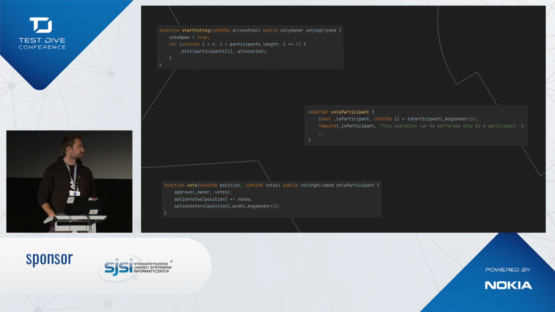Let's see some code. So in the top, you can see the method for starting the vote. And as you can see, there is some allocation. This is the amount of tokens I was just talking about. And each of the registered participants is getting this amount of tokens. This amount of tokens is minted, so we are increasing the total supply.